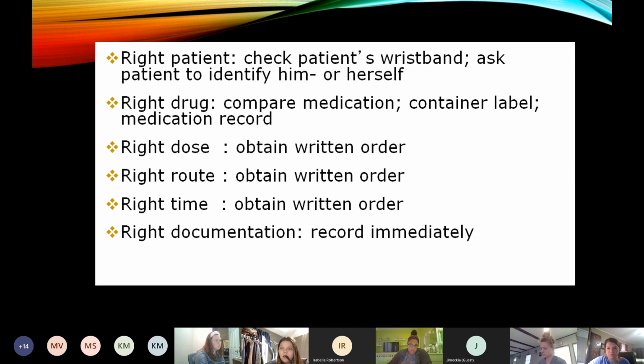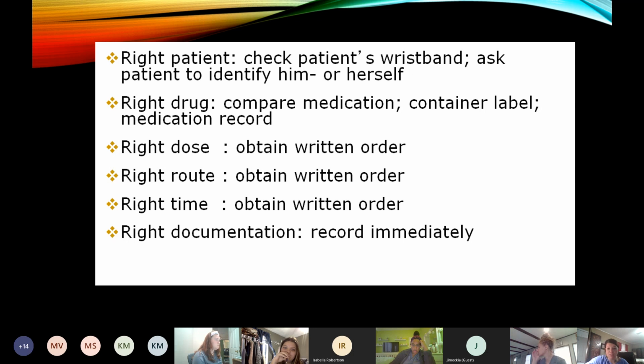All right, let's see. What else we got? So, how do we determine if we have the right patient? We need to check their wristband and ask their name and date of birth. You are going to get so sick and tired of asking your patient their name and date of birth, but it is incredibly important that you don't skip it, even if you know your patients. It's one of those steps that when you get busy, you just can't skip it. It's crucial. We need to make sure that it's the right drug. We need to compare the medication. We need to look at the container label, and we need to look at the medication record.